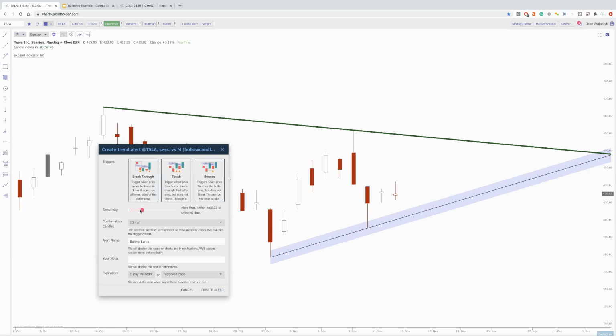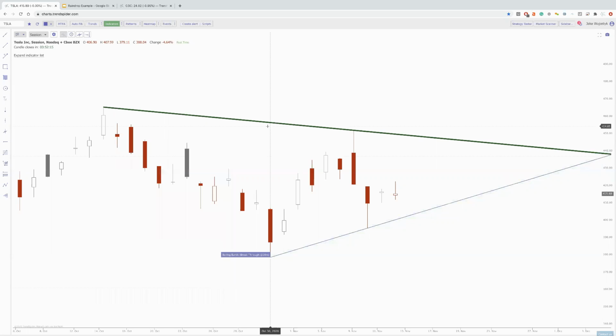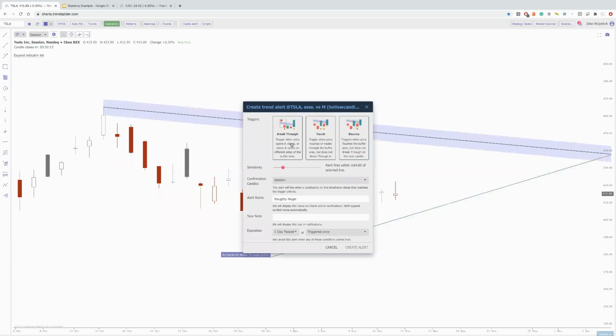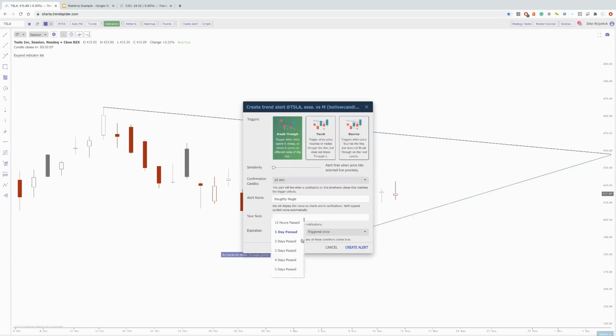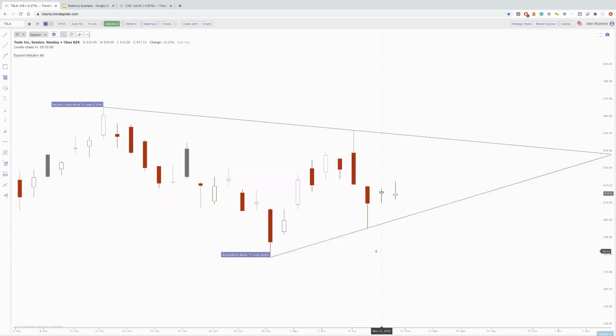But if you are simply trading the breakout or the breakdown, you would use what's called the breakthrough feature. You would create a breakthrough alert on this lower trend line, and then create another alert on the upper trend line. Then we change this down to the 10-minute candle, choose our expiration, which is how long you want this alert to go for, and create the alert.